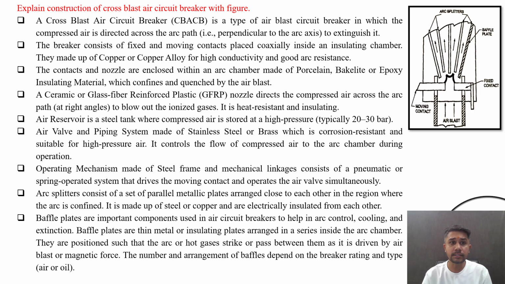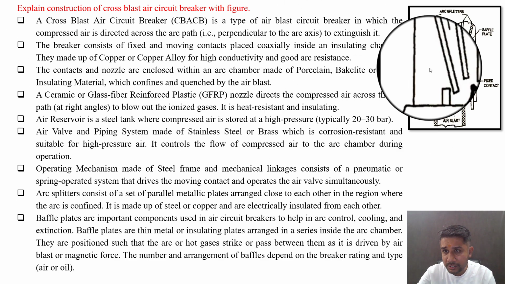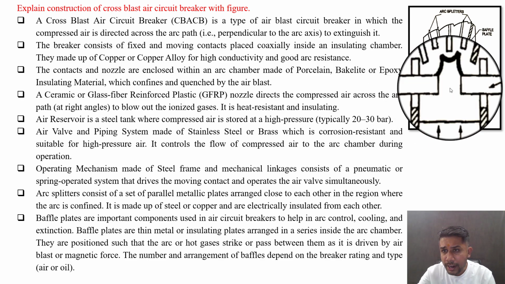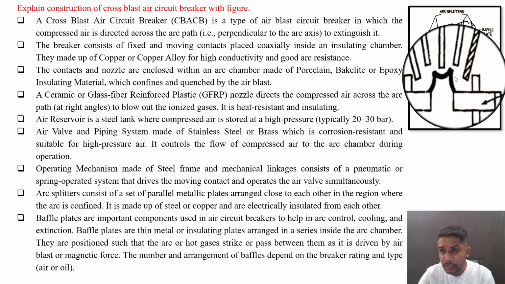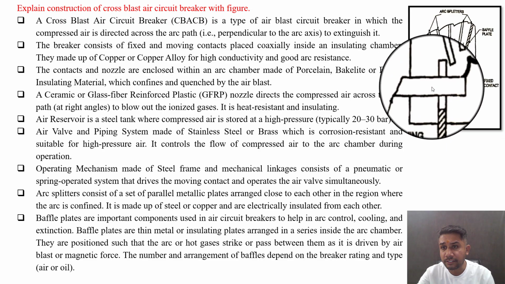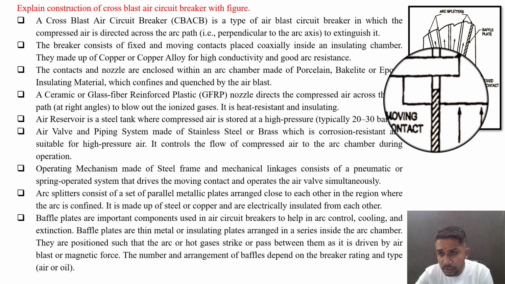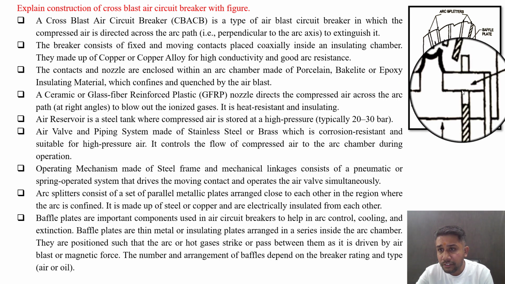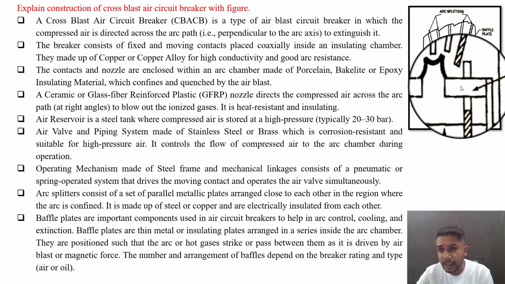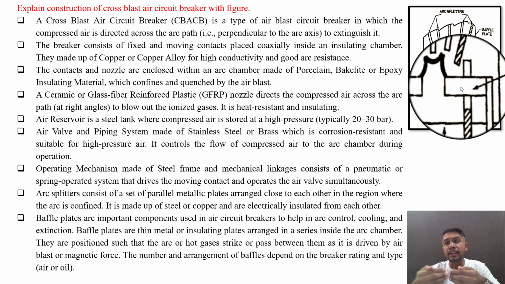Now the breaker consists of fixed and moving contacts placed coaxially inside the insulating chamber. They are made up of copper or copper alloy for high conductivity and good arc resistance. You can visualize this. These two are fixed contacts and these are the moving contacts which are moving like this. So you can visualize this fixed contact and moving contact. So when they are separating like this, then the arc is struck in between.